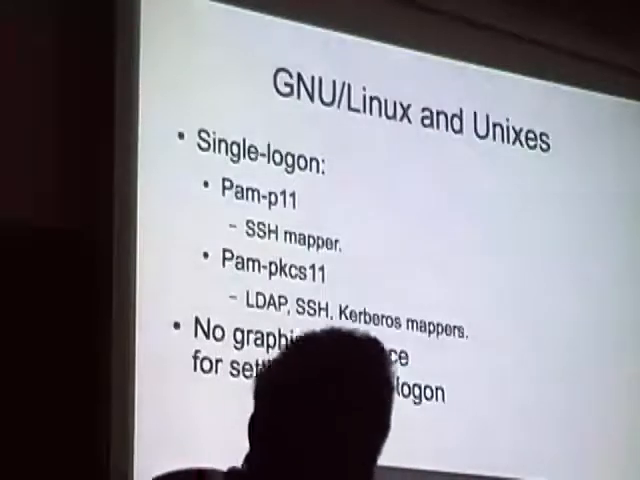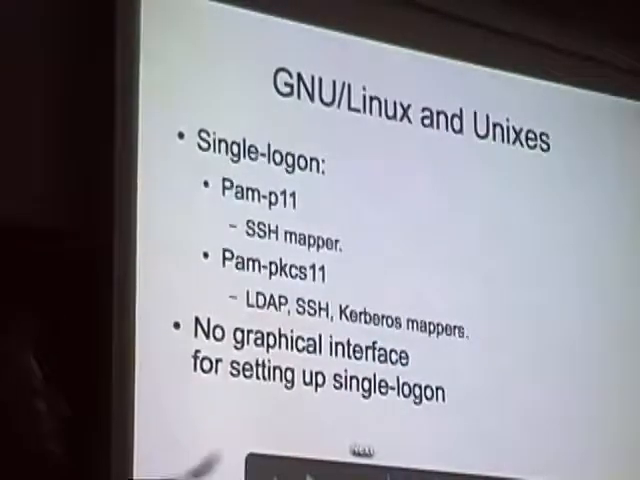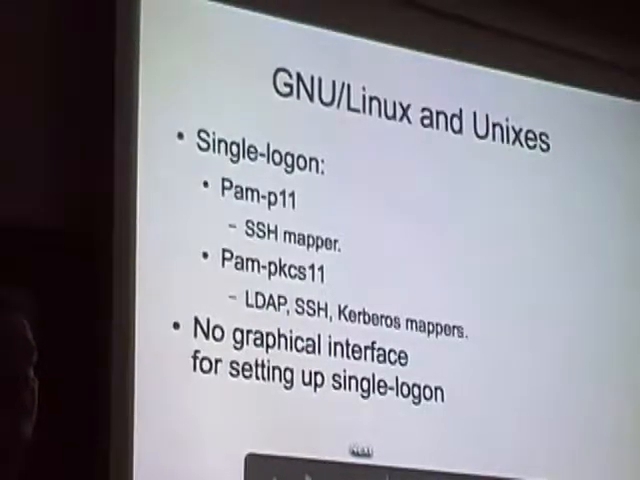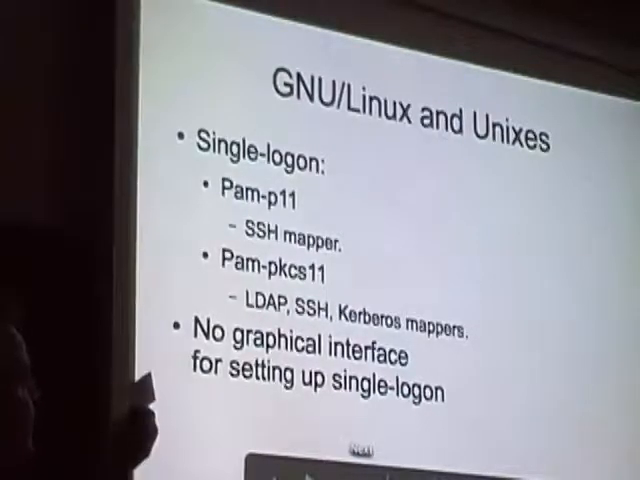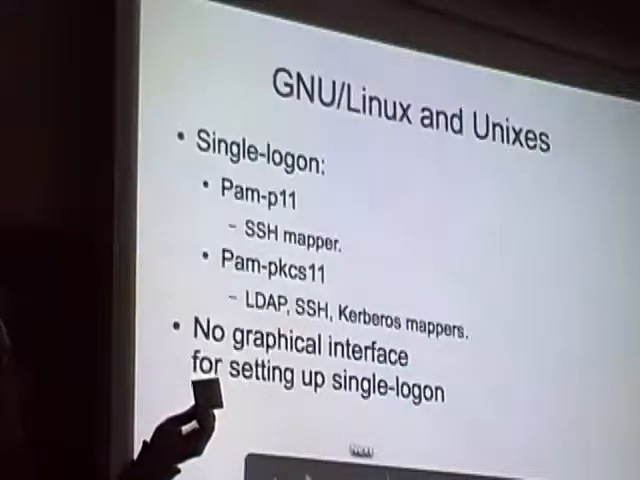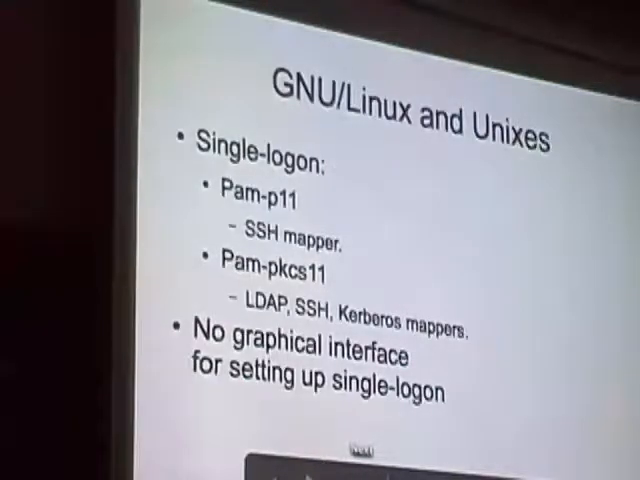That will go very fast. Now, about the promise to connect. Of course, Linux has PAM. So there are two PAM possibilities: PAM P11, PAM PKCS11. You can even connect to LDAP, SSH, Kerberos mappers. It means that you can connect over a network to a shared server and manage your identity on a network. It's very, very advanced. But there is no real GNOME end user feature that allows a smart logon to log in very easily. Okay?